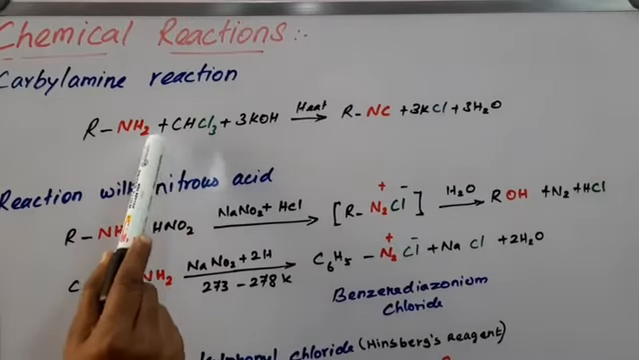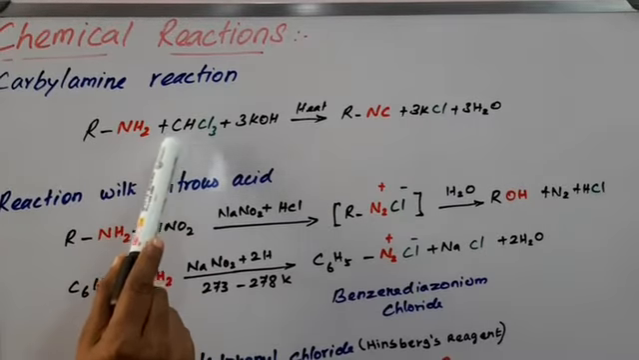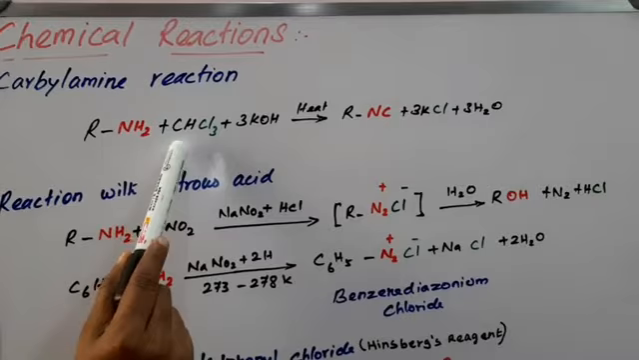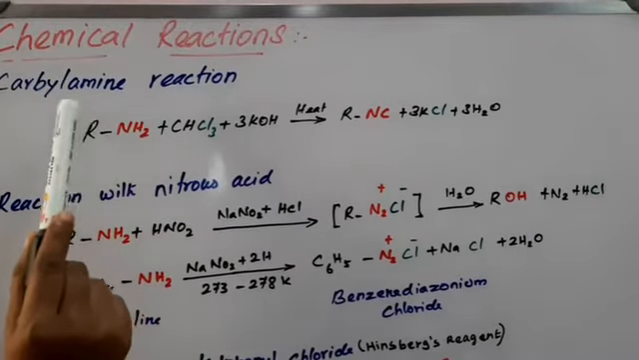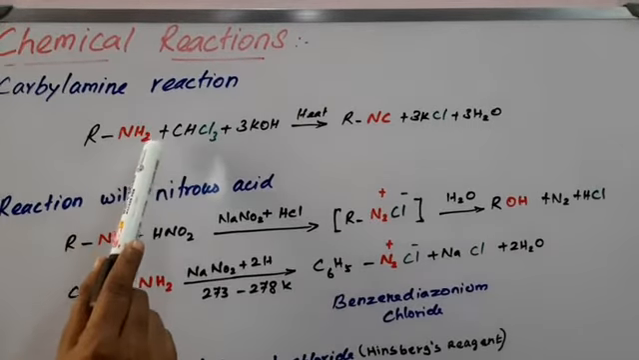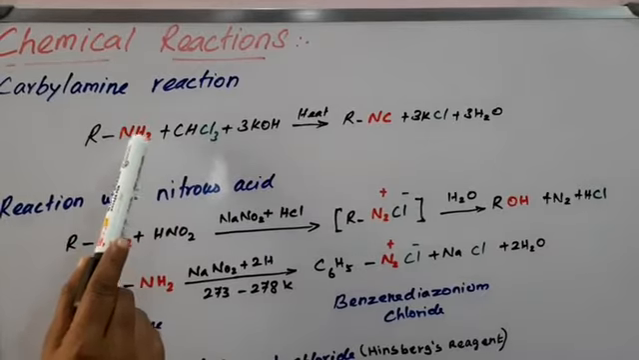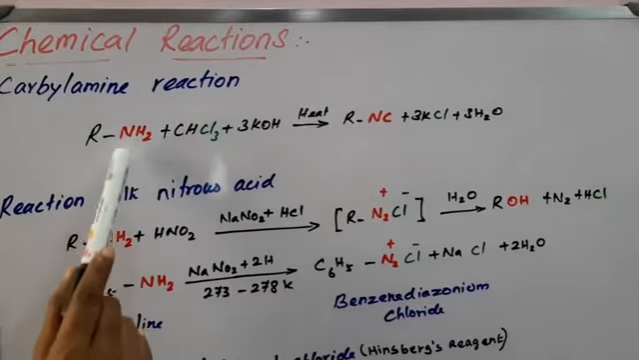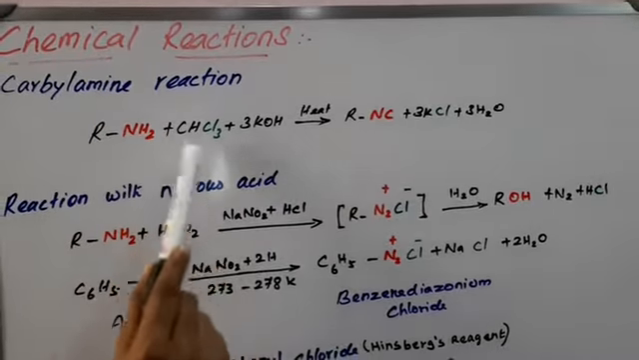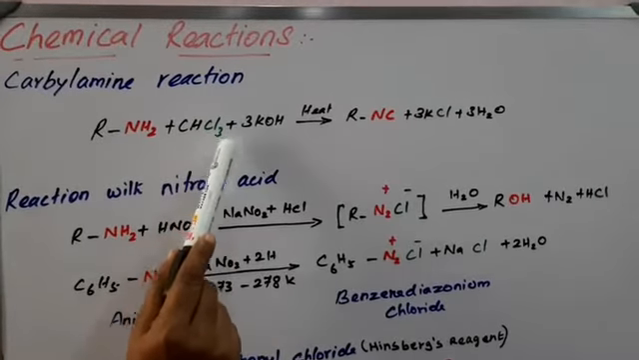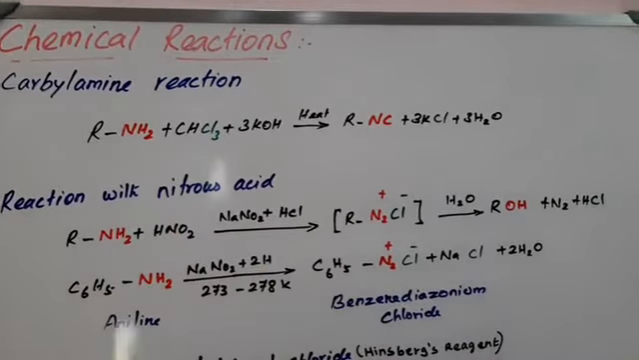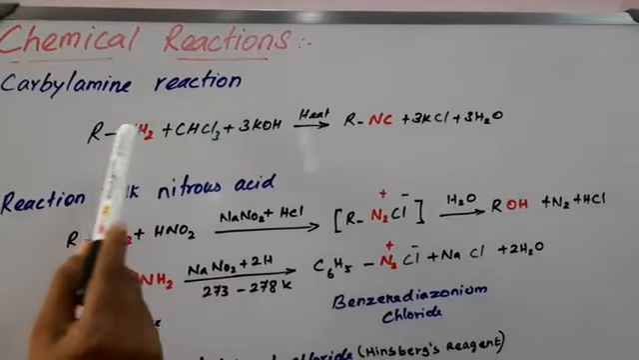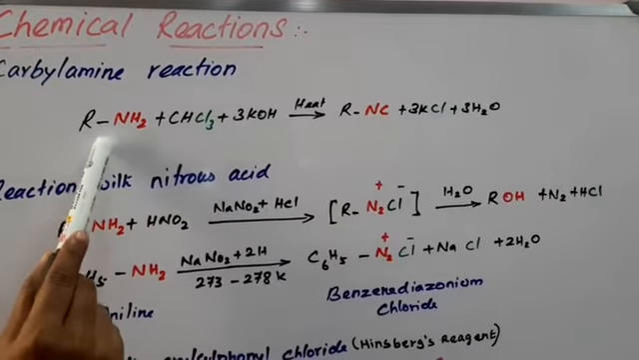The carbylamine reaction is shown only by primary amines, not by secondary or tertiary amines. Especially for primary amine, in the presence of this particular reagent, it gives the alkyl isocyanide. Students, remember the concept in the same place.